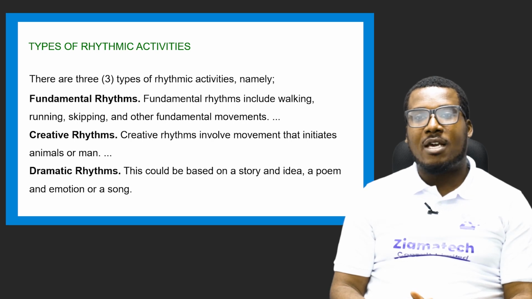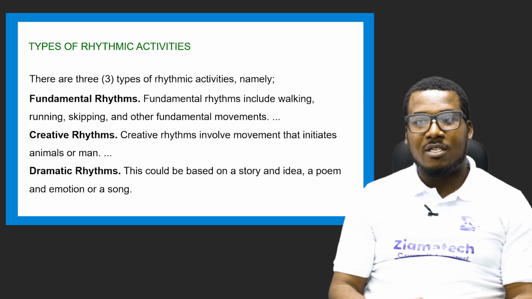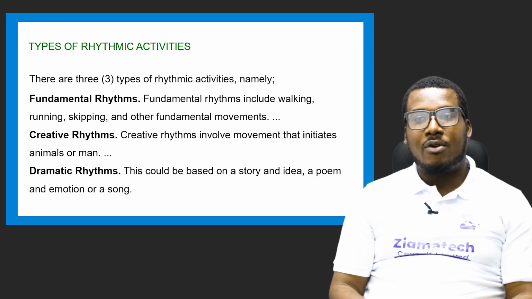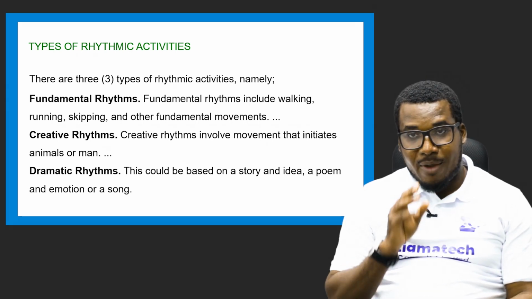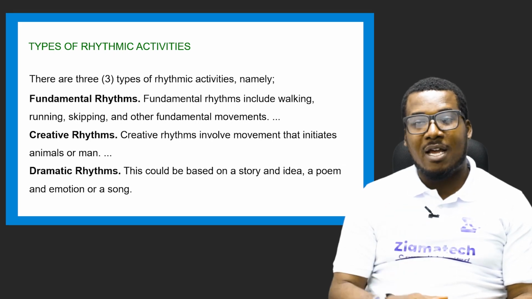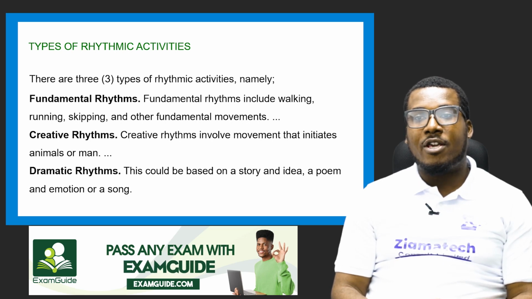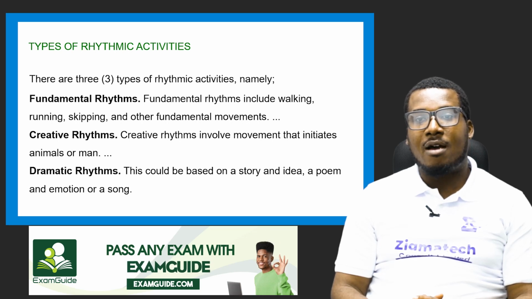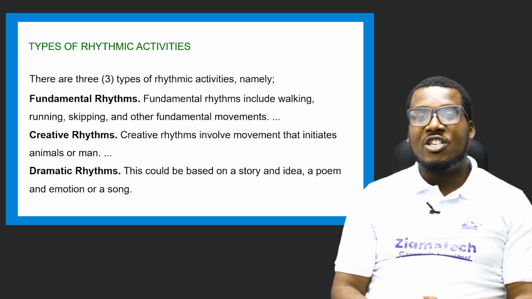Now, the types of rhythmic activities. There are three fundamental types, or three main types, of rhythmic activities, which are fundamental rhythms, creative rhythms, and dramatic rhythms. The last two we will not dwell on that much, but the main one we are going to focus on is the fundamental rhythmic activity. Fundamental rhythms include walking, running, skipping, and other fundamental movements. While creative rhythms involve movement that imitates animals or man.